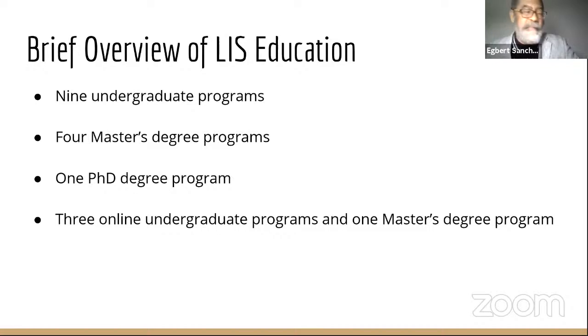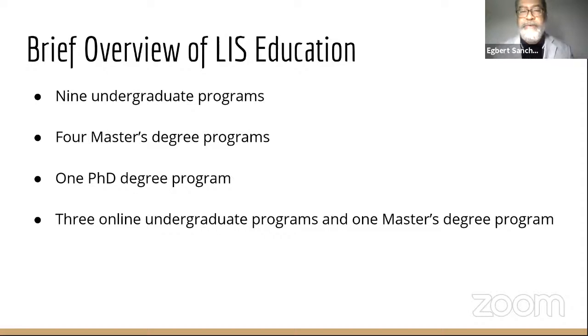As you have seen on the map, the Latin American countries are very well represented in this research. We have countries such as Costa Rica, Guatemala, Colombia, Peru, Chile, Brazil, Uruguay, and Mexico. I will give you a very brief overview of what the LIS education is in Mexico. Mexico is divided in three parts: the northern part, the central, and the southern part of the country.